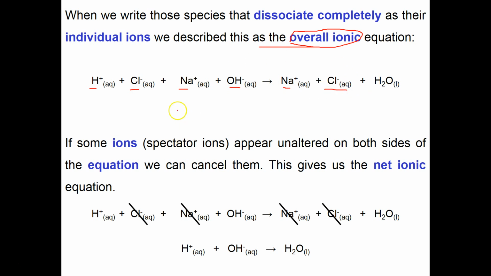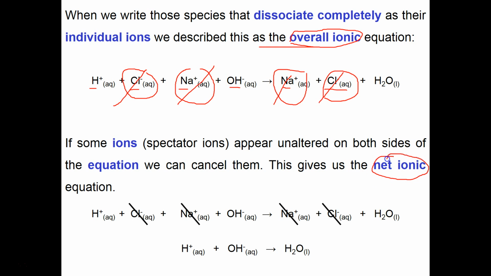And when we look a little closer at this, we see that some of the ions, the sodium ions and the chloride ions, exist in exactly the same form on both the product and reactant side of the arrow. So what we can do is go ahead and cancel those out, and then that gives us what we call the net ionic equation. Now the ions that we cancel out are referred to as spectator ions. They're the ones that just kind of are sitting there doing nothing. So once we cancel out the spectator ions from the overall ionic equation, we get the net ionic equation for this reaction. So one proton, which comes from our hydrochloric acid, reacts with one hydroxide ion, which comes from our sodium hydroxide, to give us 1 mole of water.